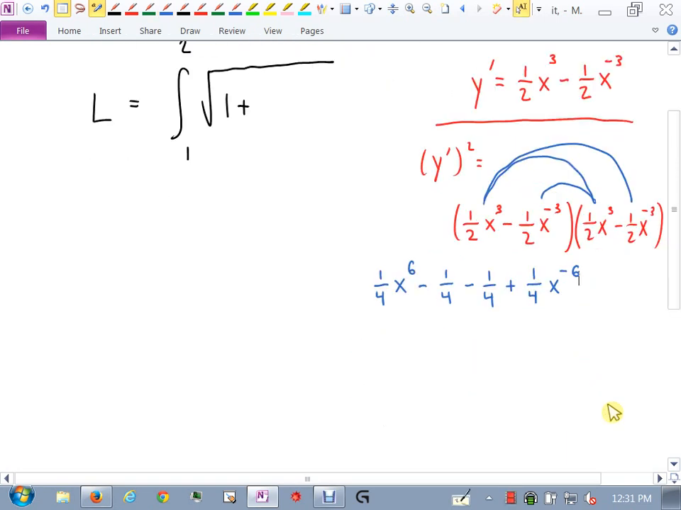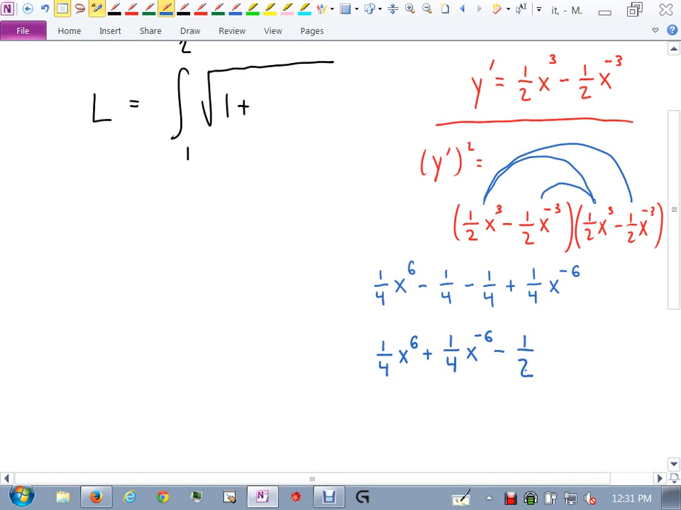I'm going to clean this up just a little bit. I have 1/4 x to the 6th plus 1/4 x to the -6 minus 1/2. Is everyone still alive? Everyone good with this? This is the derivative squared.